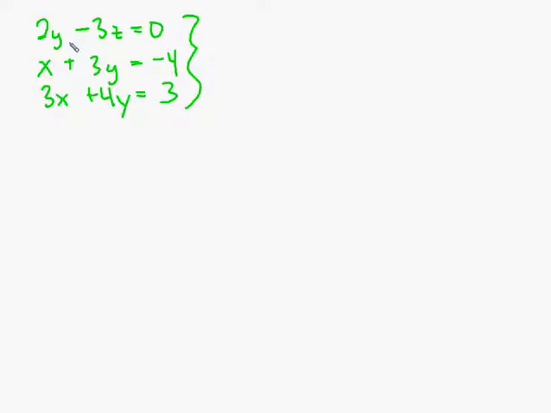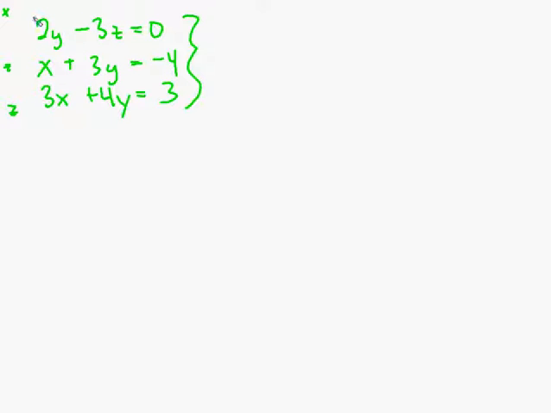Each one, this one has an x gone, this one has a z gone, this one has a z gone. Alright, so let's eliminate z. No, we can't do that. Let's eliminate x or y. Which one? X. Sure, let's eliminate x.